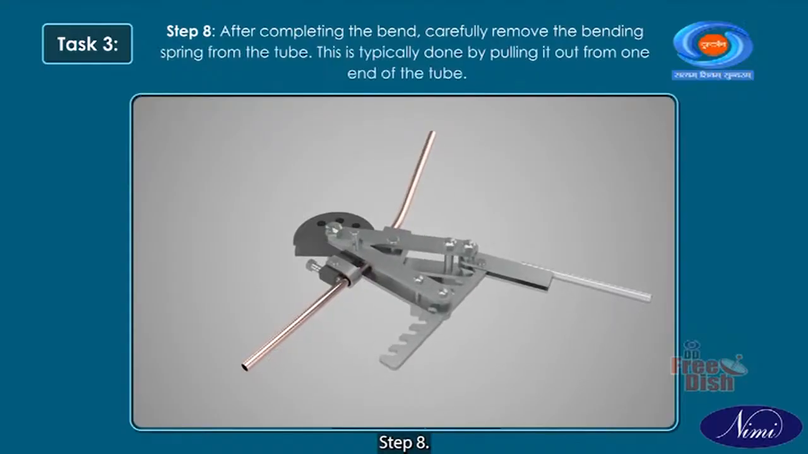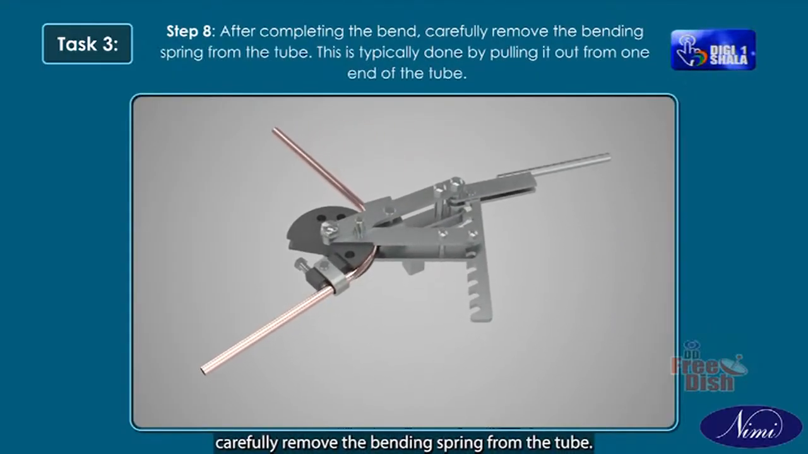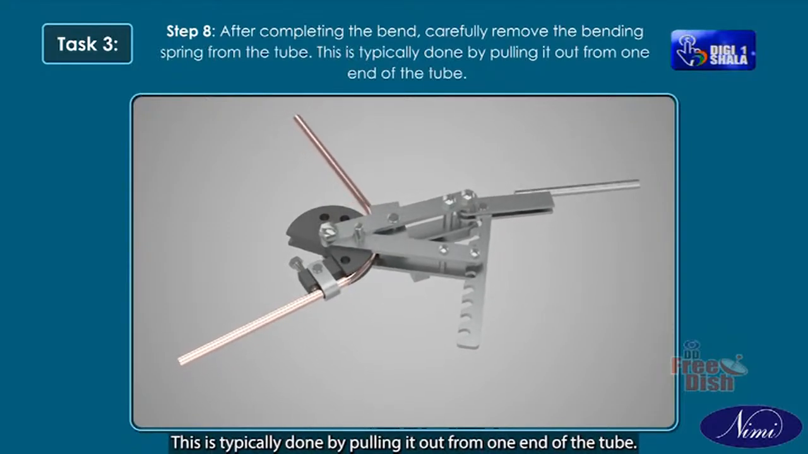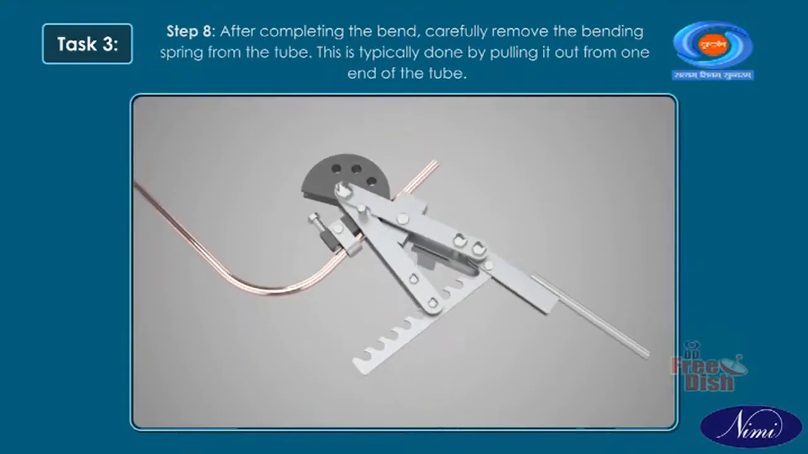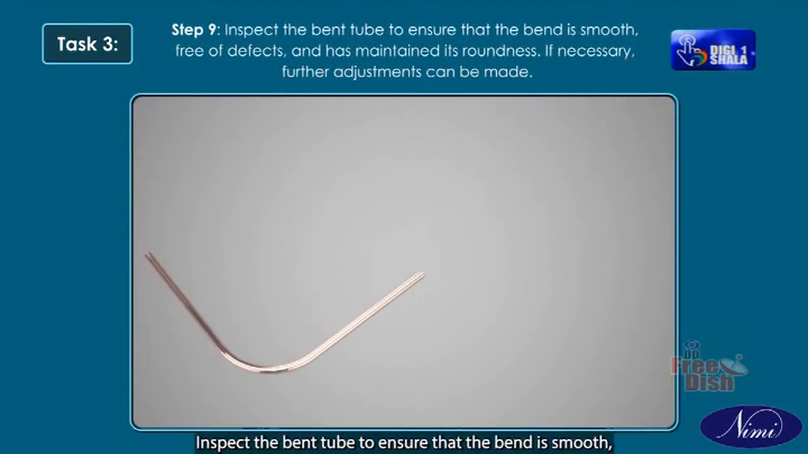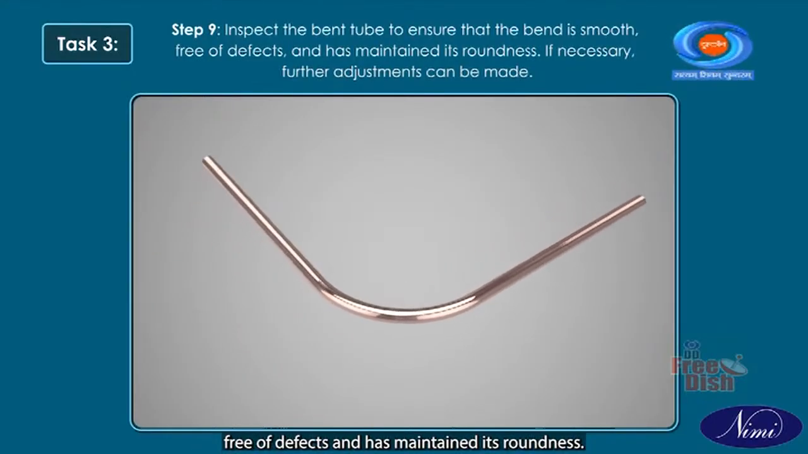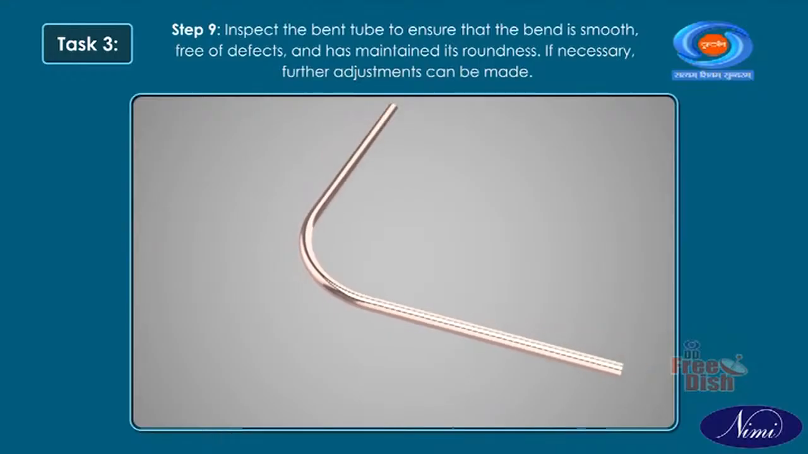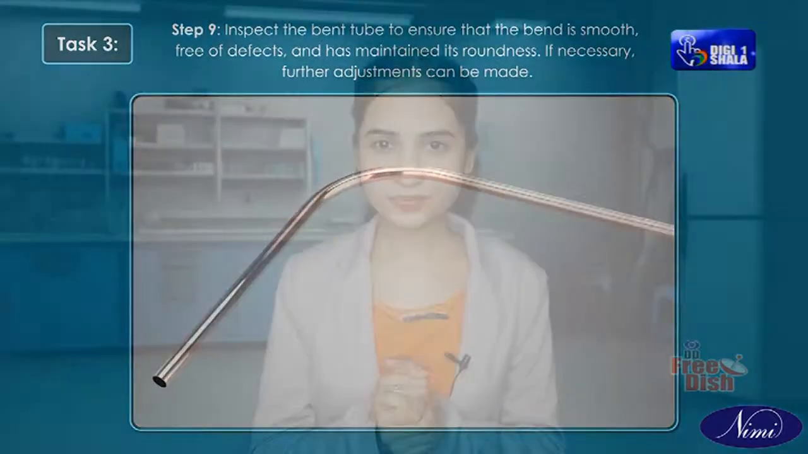Step 8. After completing the bend, carefully remove the bending spring from the tube. This is typically done by pulling it out from one end of the tube. Step 9. Inspect the bent tube to ensure that the bend is smooth, free of defects, and has maintained its strength. If necessary, further adjustments can be made.